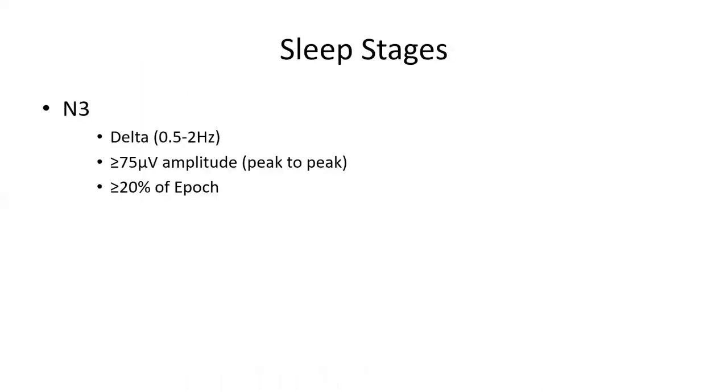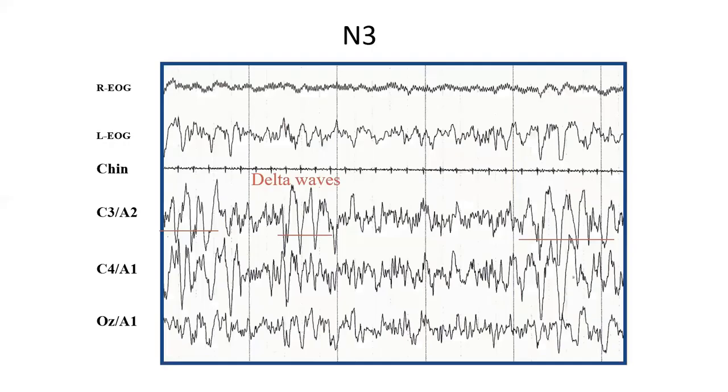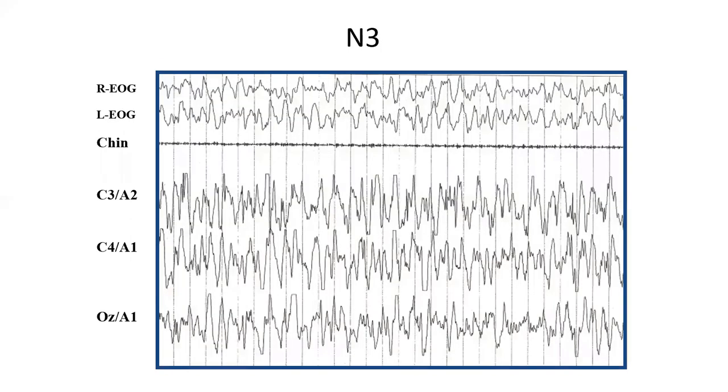So N3 is comprised of delta, so that's a half to 2 hertz. It has an amplitude criterion, that being greater than or equal to 75 microvolts, and it's comprised of greater than 1/5 of the epoch, 20%. And there's a good example of delta waves in N3 sleep.